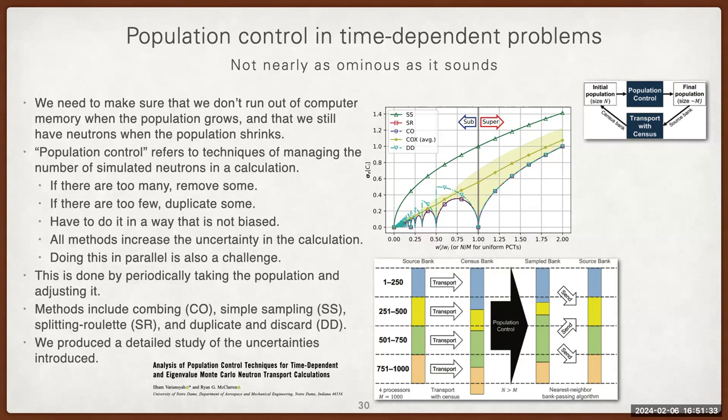Another interesting thing is when you are doing this on a parallel system, when I do this population control, I want to make sure that all the processes have about the same number of particles to push around. Otherwise, we get load imbalance. And so we had to come up with a way of doing that as well.